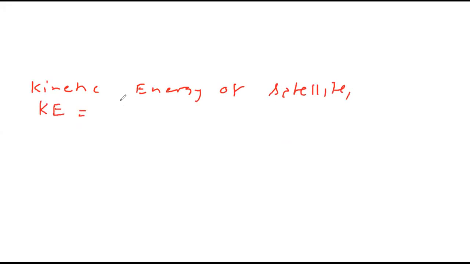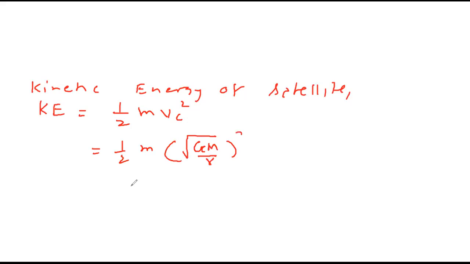Now, kinetic energy of satellite, K.E. equals half m vc squared. A critical velocity for students, those who have attended from the beginning, we have derived this formula, that is half m GM upon R. So this is nothing but GMm upon 2R.